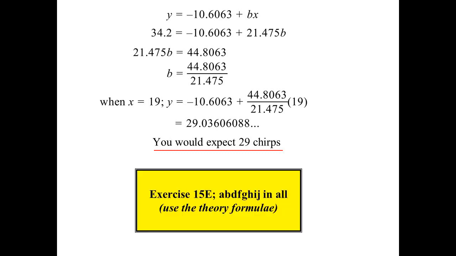All right, now, 15E, you'll see I said, for a bit of fun, actually use the formula. Go and try and work it with the formula.